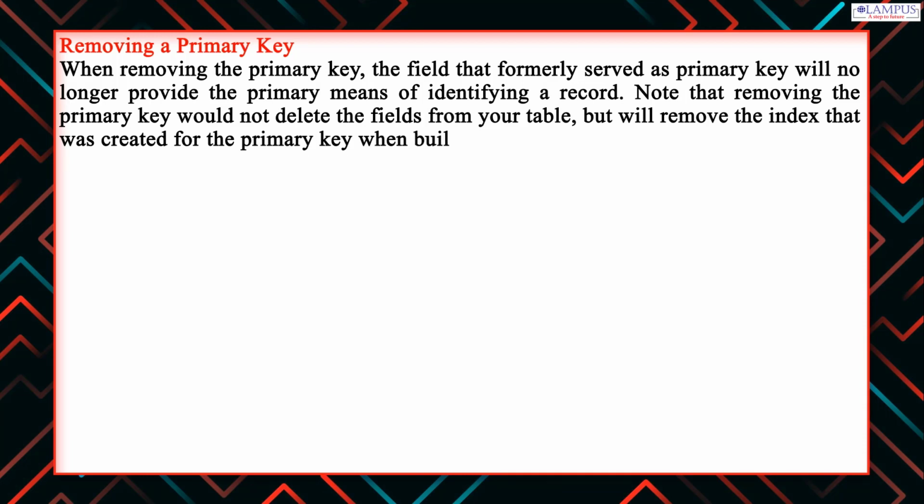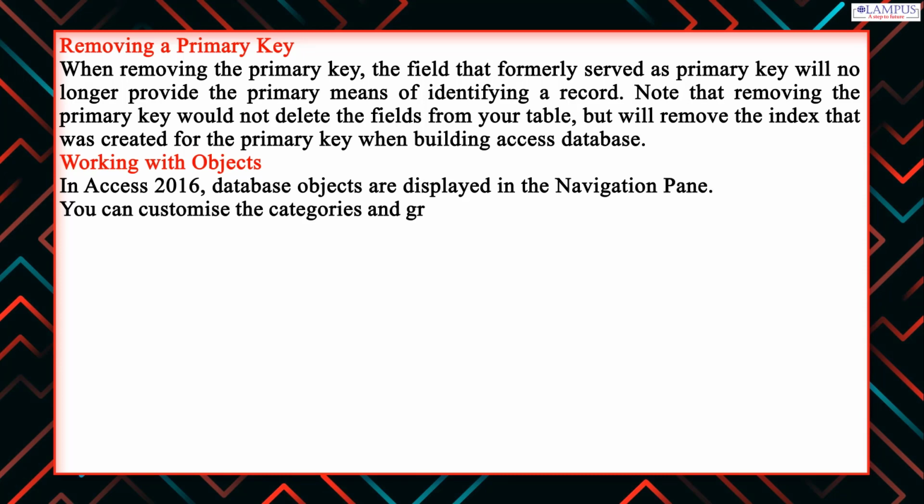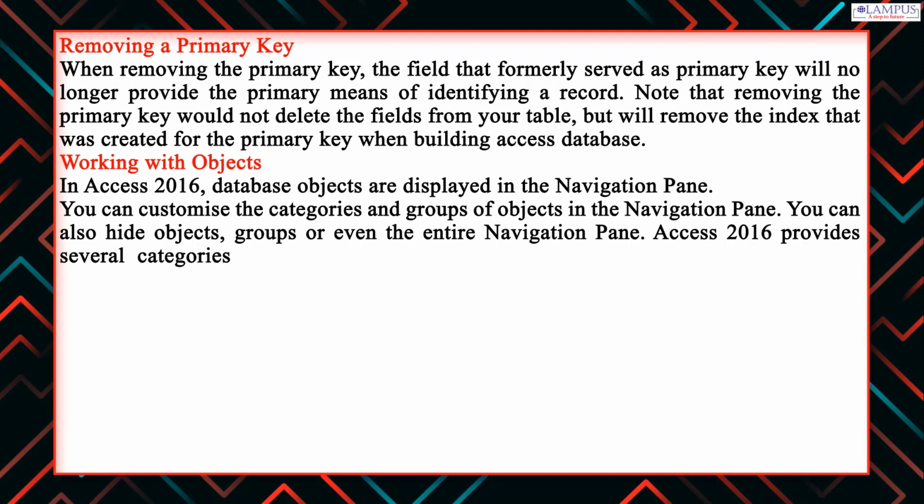Working with objects. In Access 2016, database objects are displayed in the navigation pane. You can customize the categories and groups of objects in the navigation pane. You can also hide objects, groups, or even the entire navigation pane. Access 2016 provides several categories that you can use right away and also lets you create custom categories and groups.